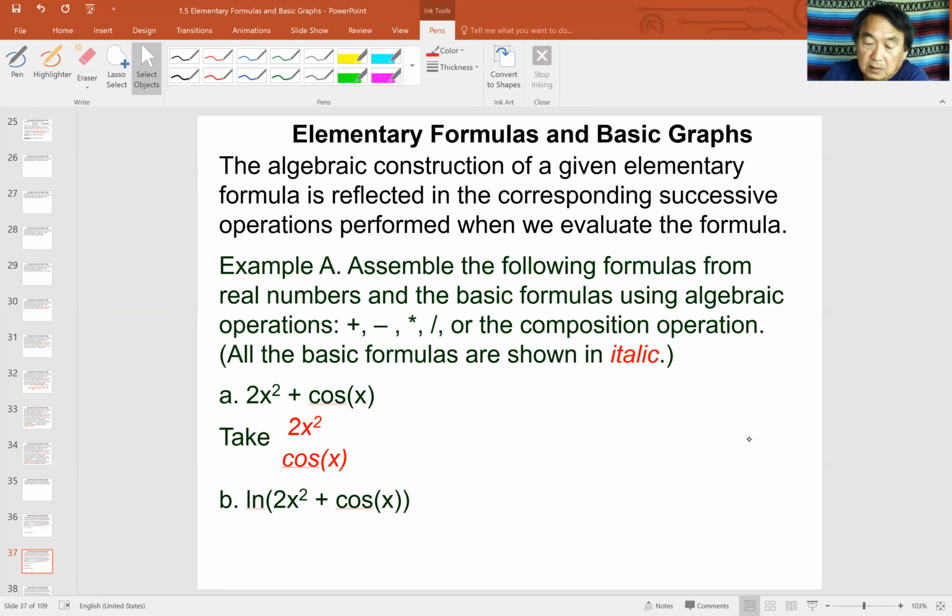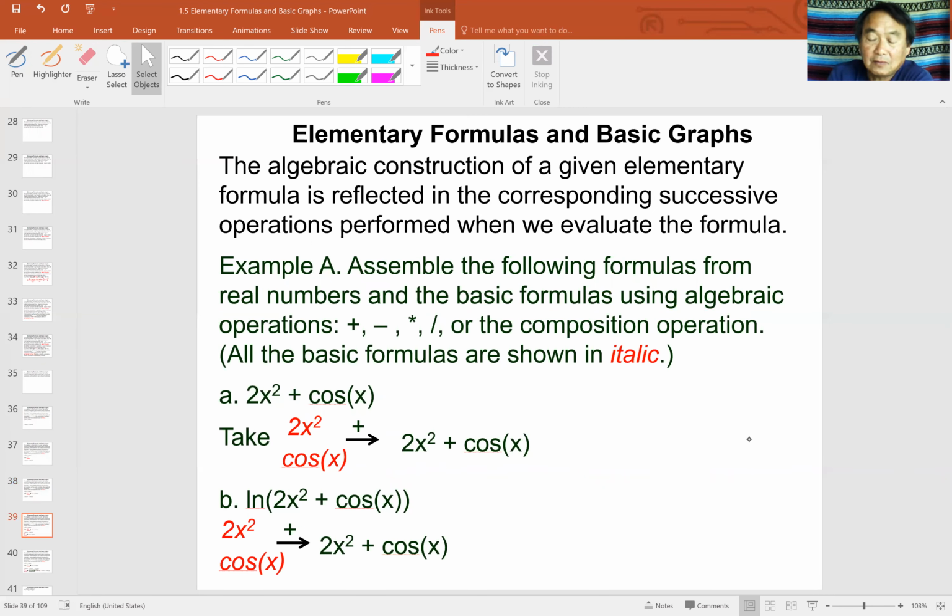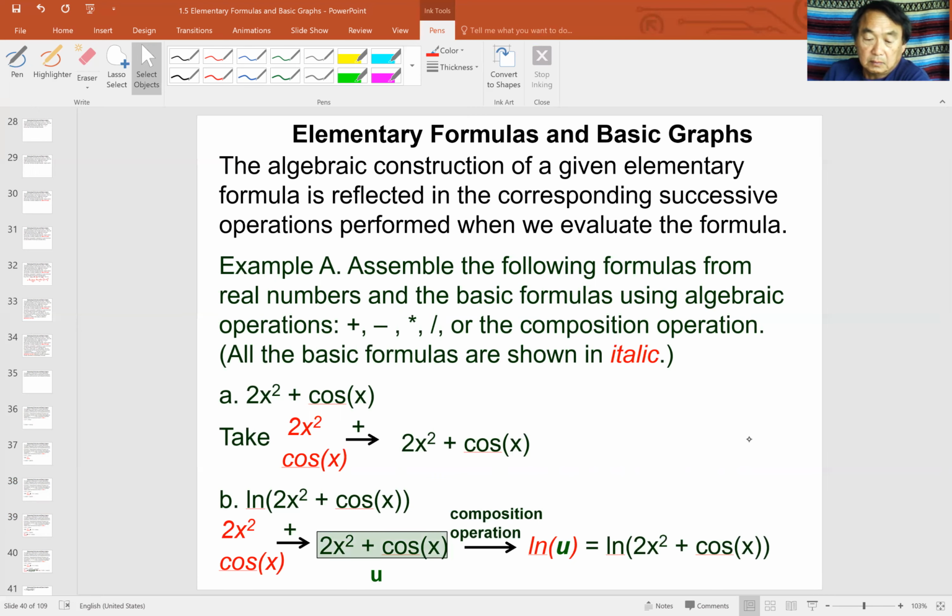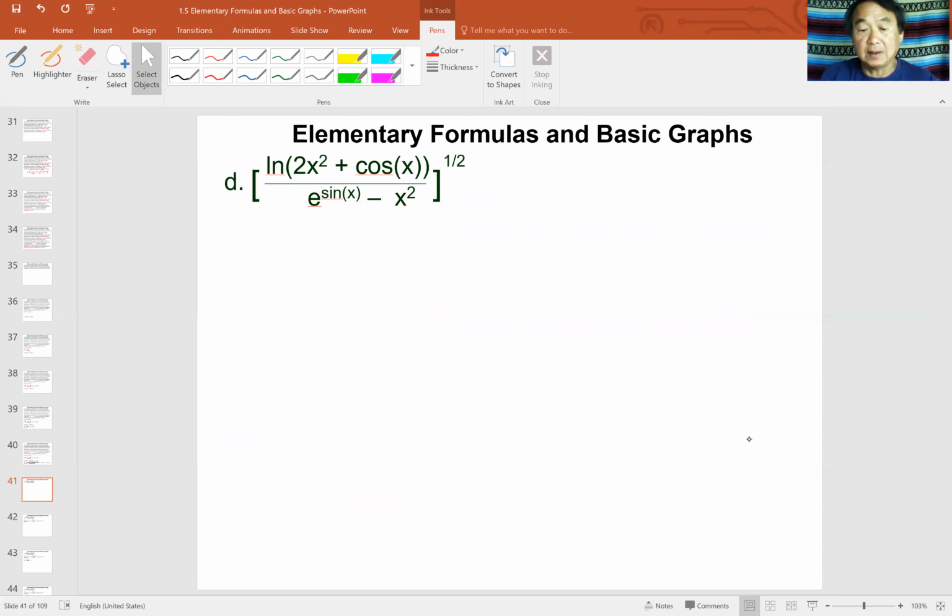Okay, so 2x squared, algebraic, cosine x, I'm going to add them. Then I'll wind up with these additions. Then we take that formula as an output and use it as an input into the log. So now, what is a two-layer function? Now, if I take log of this and feed it into something else, that will be what I call a three-layer function.